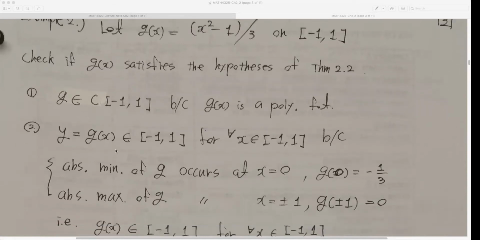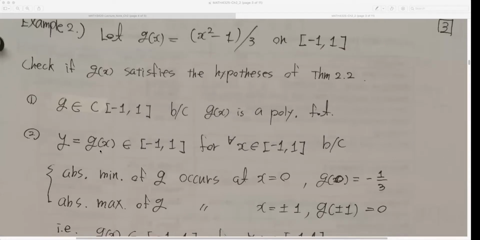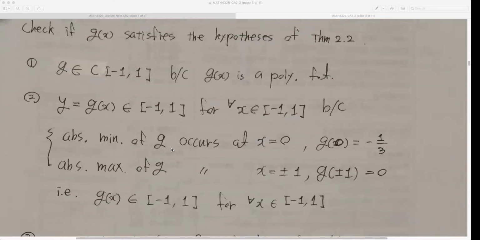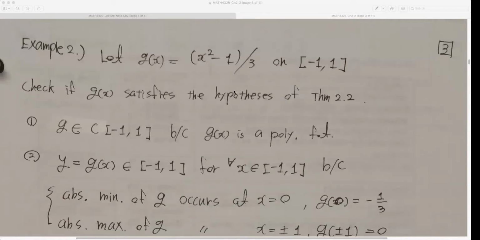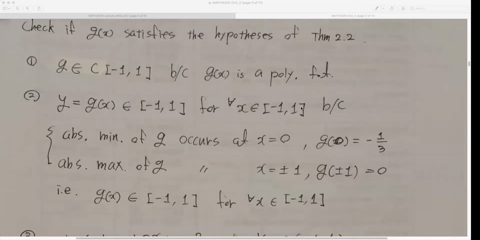Now, the range of g of x. To figure out the range of g of x, we have to find the absolute maximum and minimum. So we have to find the critical values, figure out the relative maximum and minimum, and then evaluate the function g at the endpoints negative 1 and 1, and then figure out the maximum and minimum out of them. So this function has a relative maximum or minimum on negative 1 to 1.